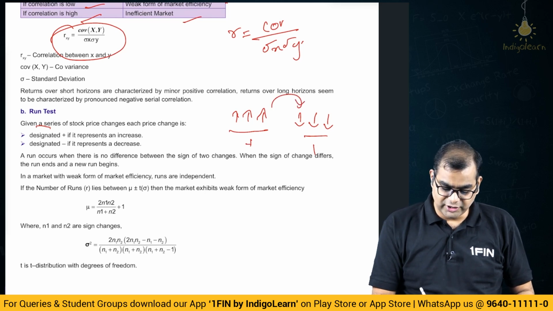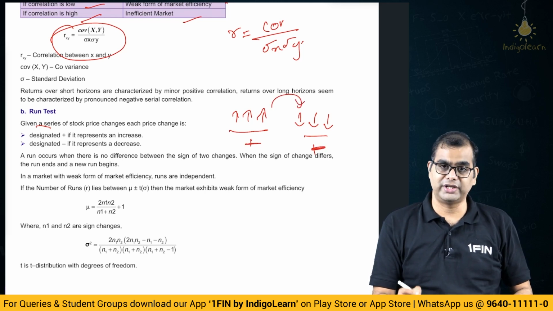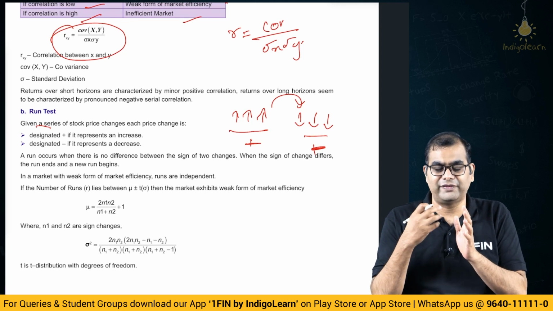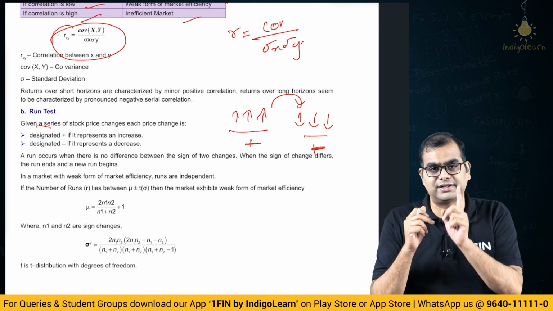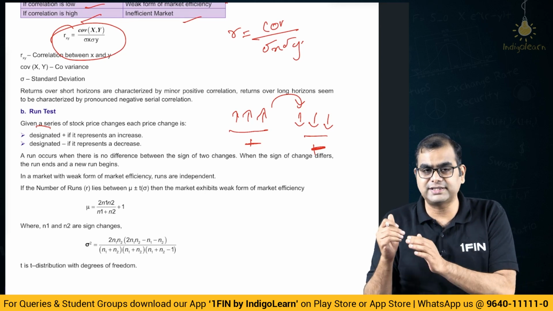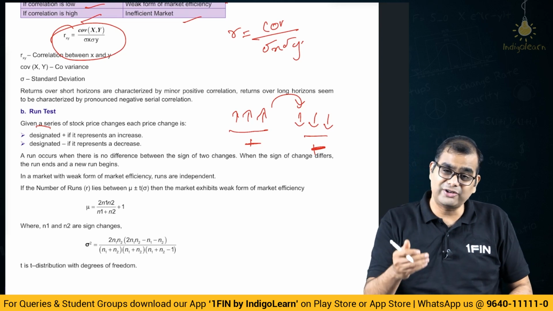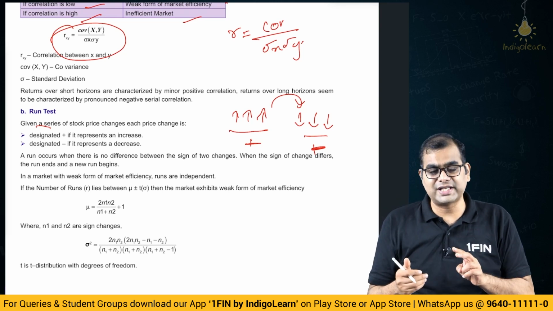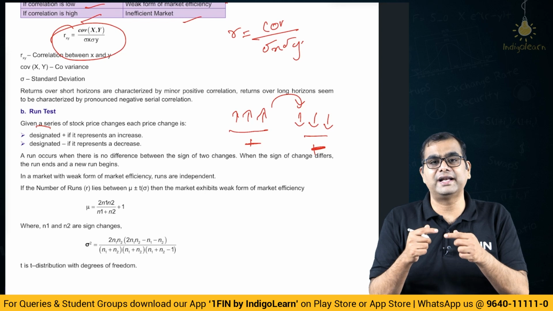So you have positive runs and negative runs. Each momentum, basically, you are trying to figure out the momentum. If it is going up for 5 days, then that entire thing is called one run. If it is going down for 3 days, the entire thing is called one run. So you compute the number of runs, and then you say whether these runs are independent or not.